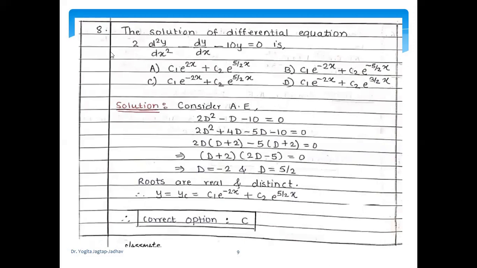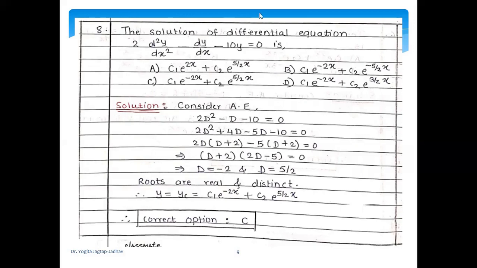Now, example number 8. The solution of the differential equation 2d square y upon dx square minus dy by dx minus 10y equal to 0 is. Again, here assign d by dx equal to capital D and consider the auxiliary equation, that is 2d square minus d minus 10 equal to 0. As here the coefficient of d square is 2, I have done one arrangement: minus d is written in the form of 4d minus 5d.